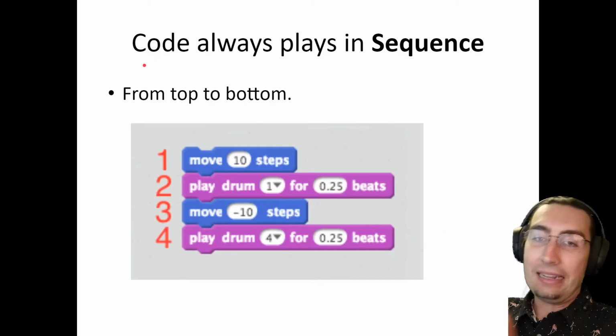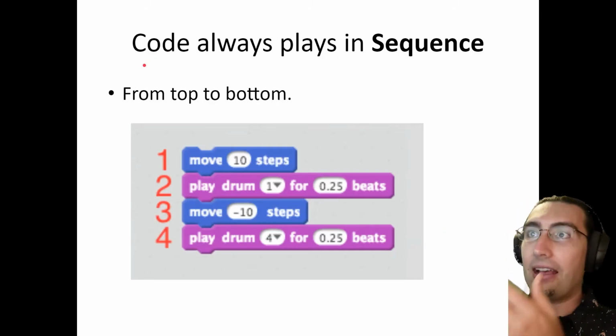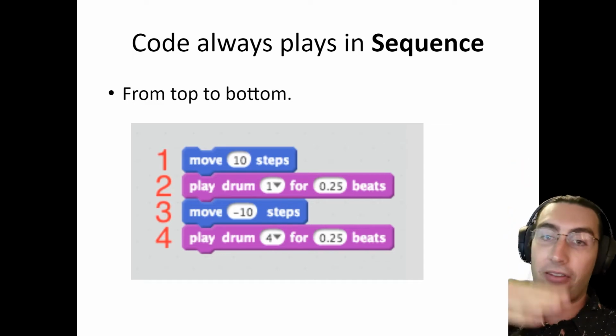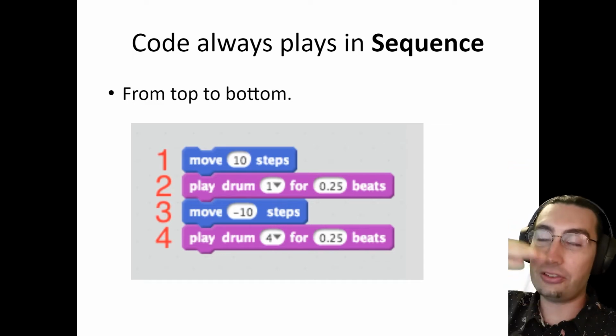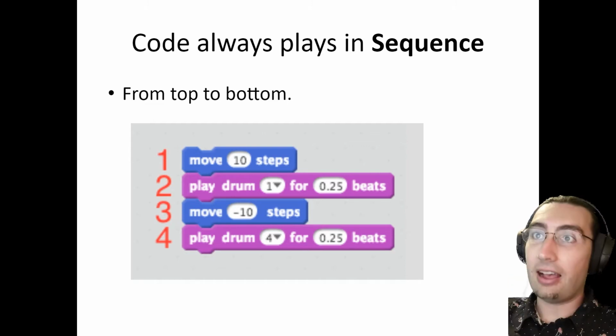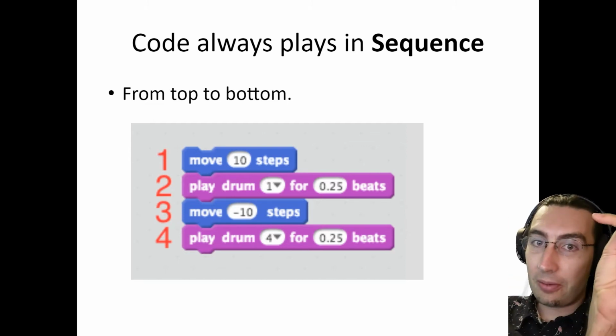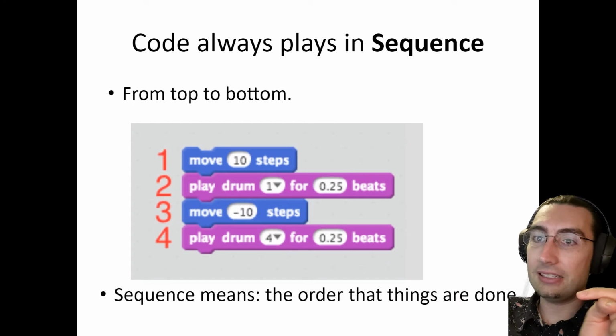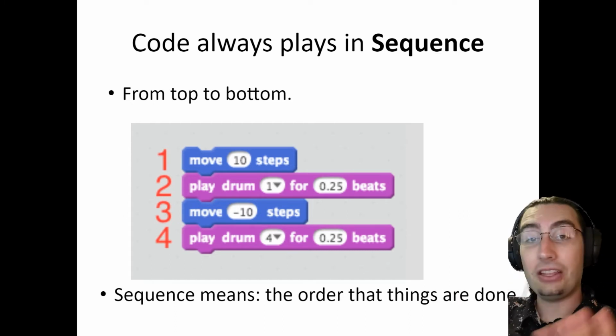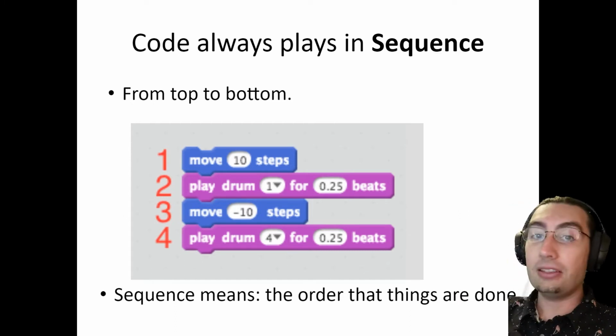Code always plays in a sequence from top to bottom. No matter if you're in ActionScript, C#, Java, or Scratch, it always plays from top to bottom. Okay, and that's the sequence. Sequence just means the order that something is done, and it's very important.